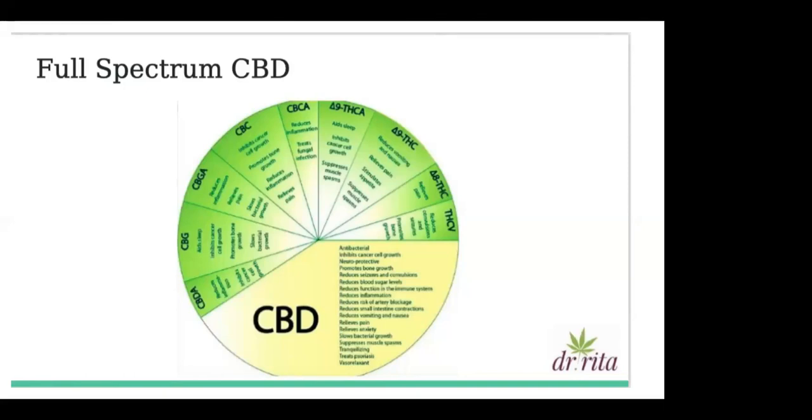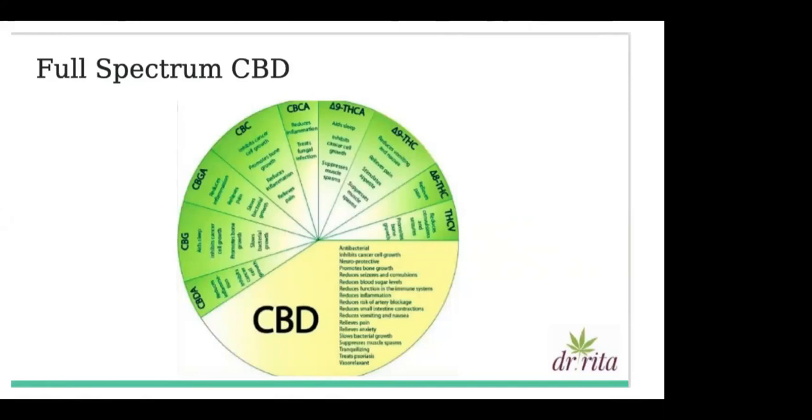CBD also reduces blood sugar levels. It reduces the function of the immune system. So those with autoimmune diseases, be it autoimmune diseases that attack the thyroid, it can be lupus or fibromyalgia. CBD also reduces inflammation. It reduces arterial blockage as well as it reduces small intestinal contractions. CBD reduces nausea and vomiting, very important in those who have symptoms of hypo and hyperthyroidism as well. It relieves pain. It reduces anxiety. It also reduces bacterial growth. CBD is also very, very powerful in addressing skin disorders like psoriasis and eczema and even acne.